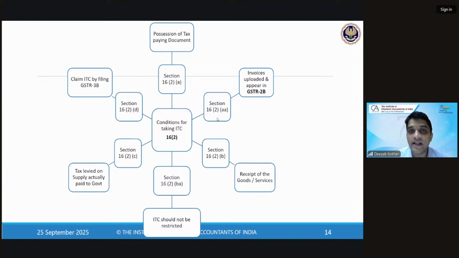So 16(2)(aa) has been recently added, in 2022. Till 2017 to 2022, this condition, that the invoice has to be uploaded in GSTR 2B, was not there in the Act. It was there only in the rules. Then a lot of cases were filed saying the Act is silent about GSTR 2B, so how can you ask us to claim input as per 2B? That is when they realized that yes, we have to amend the law, and they brought it into the law in 2022 by inserting this subsection.